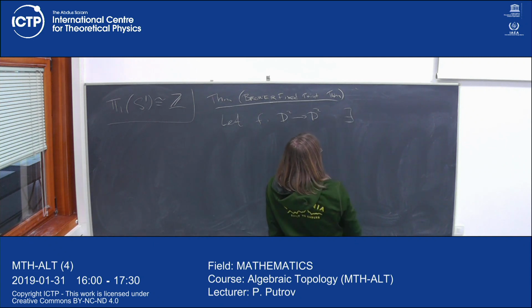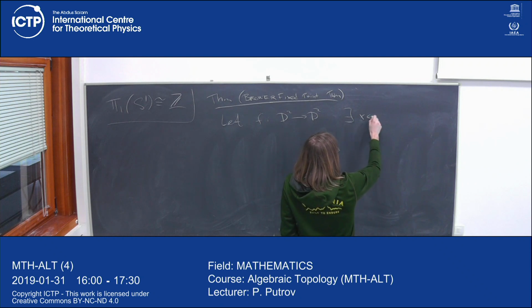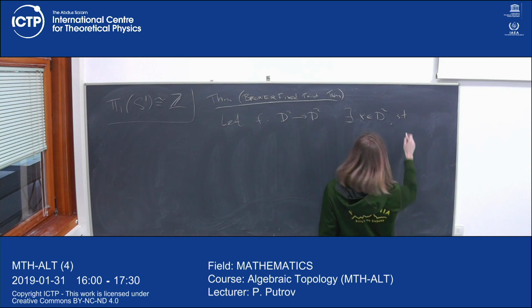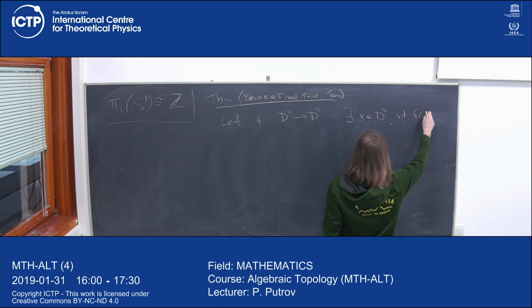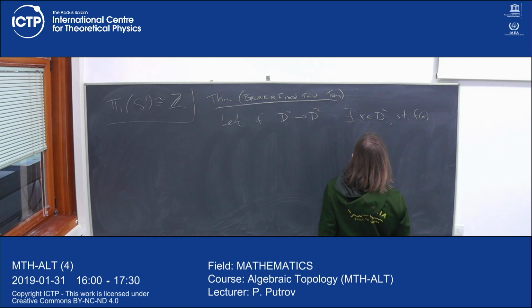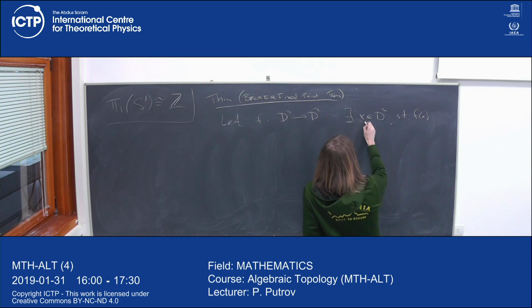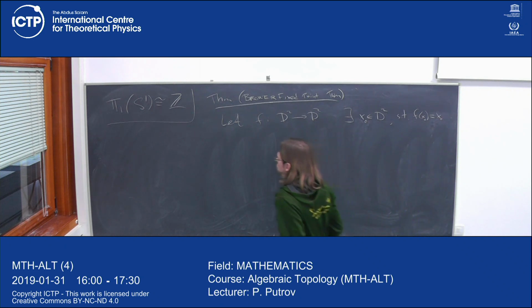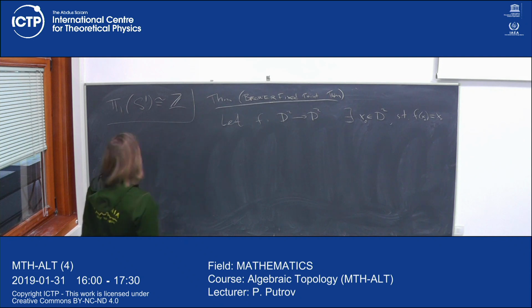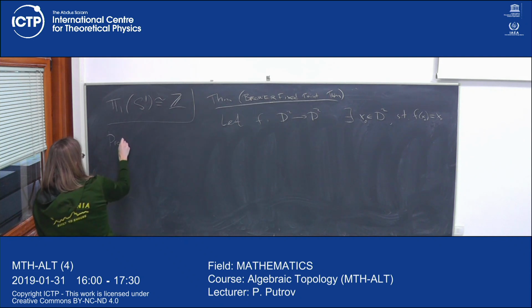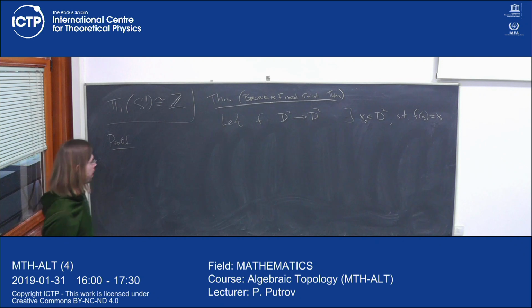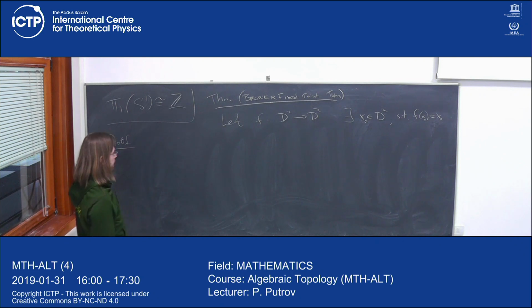Then there exists a point in the disk such that f of x, well, let me note it x0. There exists x0 such that f of x0 is the same as x0. Okay, so what is the proof? We want to prove it using the fact that we proved in the previous lecture. So we will prove it by contradiction.